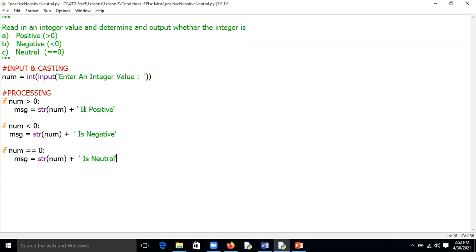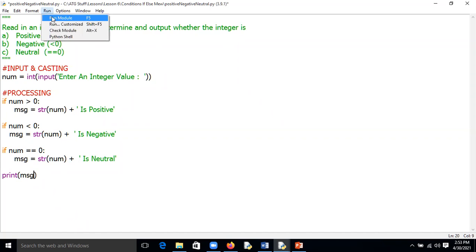So if num is greater than 0, message will store "the number is positive." If num is less than 0, message will store "the number is negative." And if num is equal to 0, message will store "it's neutral." And then I just put a single print statement. And where's my output actually stored? It's stored in message. So I'm just going to output message.